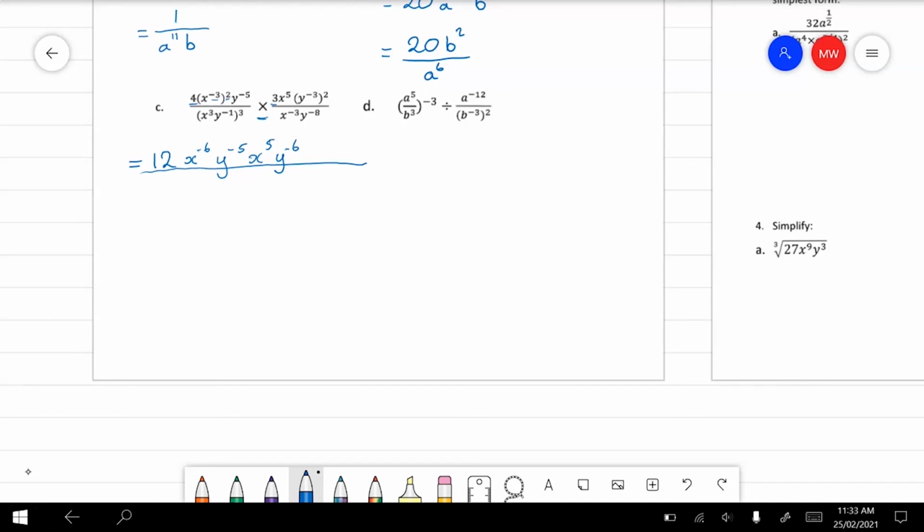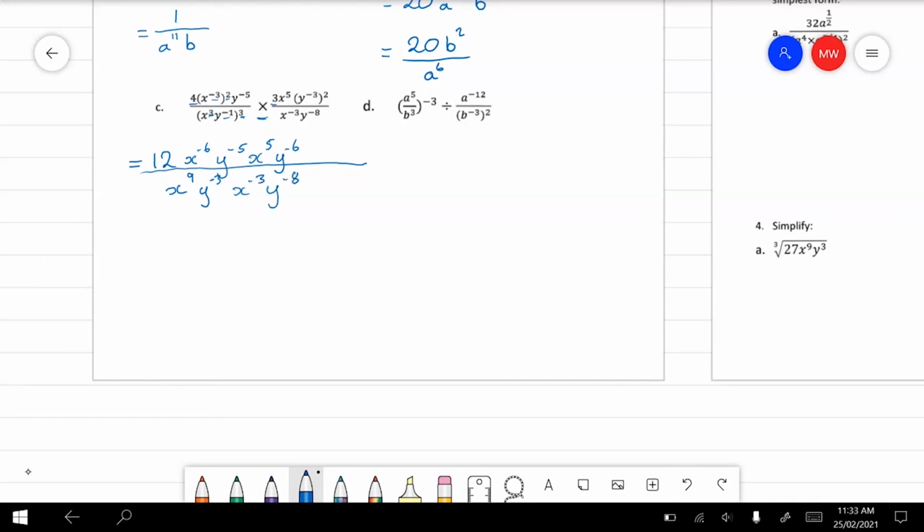And then down the bottom, I've got x to the 3 times 3, which is 9. I've got y to the minus 1 times 3, which is minus 3. I've got x to the minus 3, y to the minus 8.